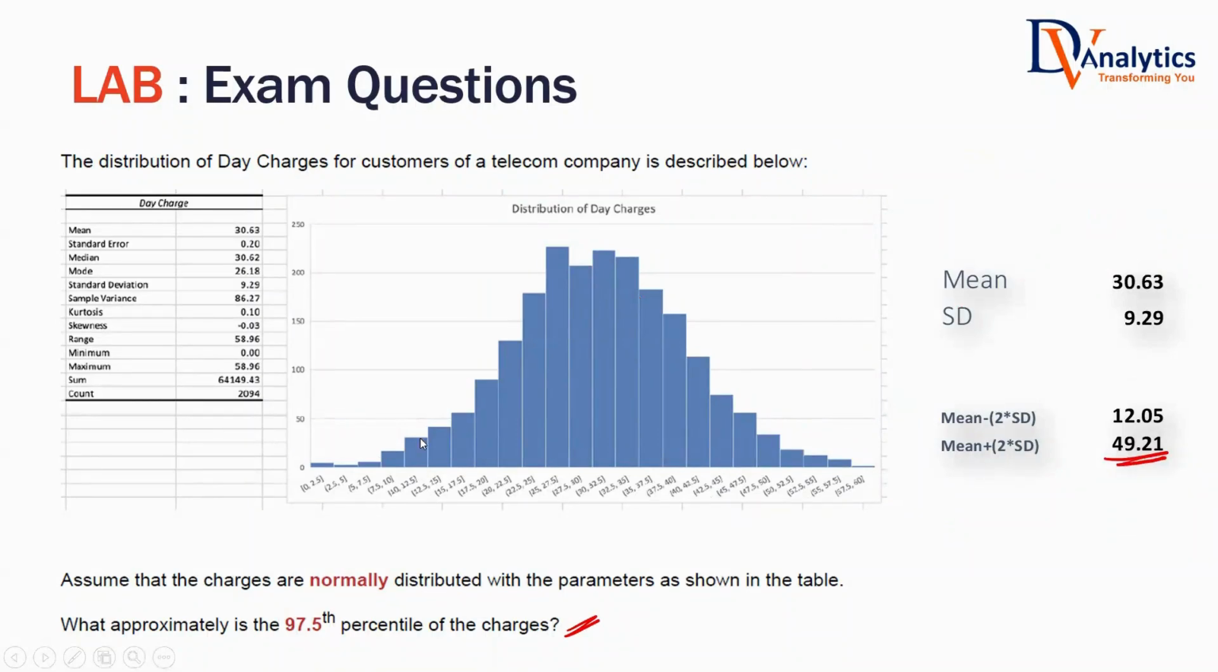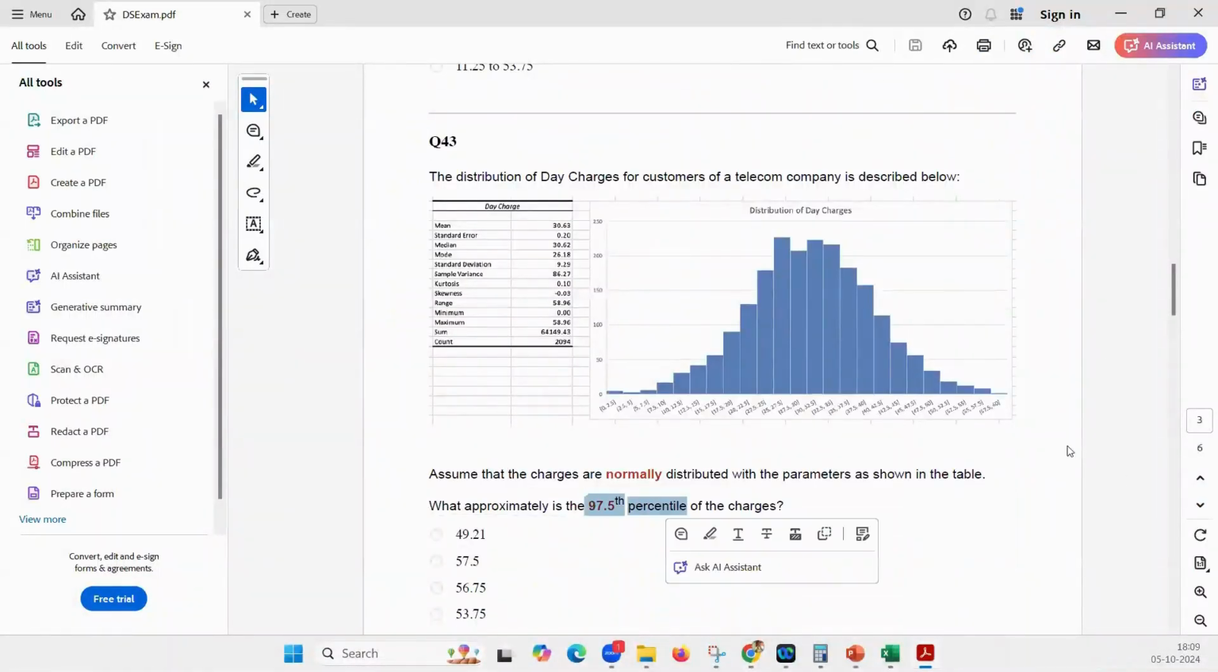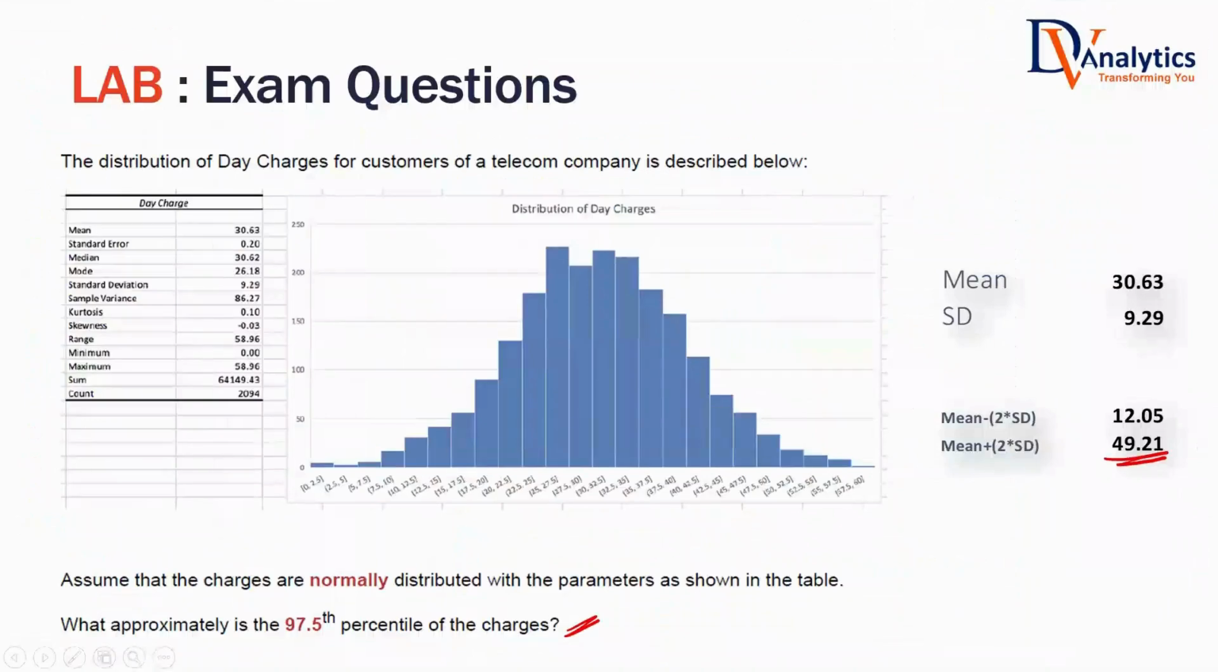Because middle 95 is plus or minus 2 SD, but somebody is concerned about only one side. So the answer is 49.21. It looks like a percentile based question, but it is actually related to the normality condition, the 1 sigma, 2 sigma, 3 sigma rule.